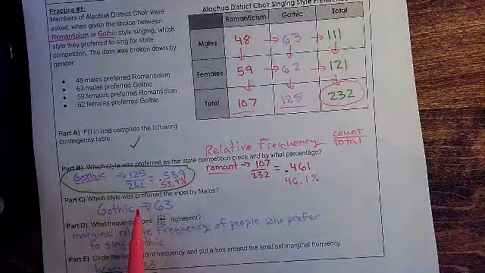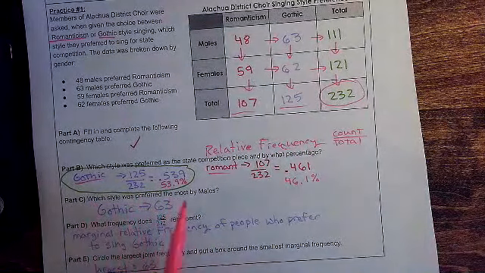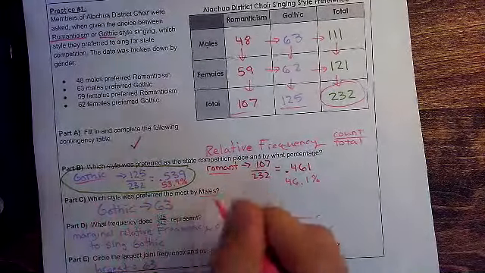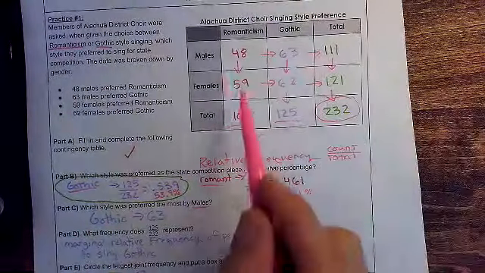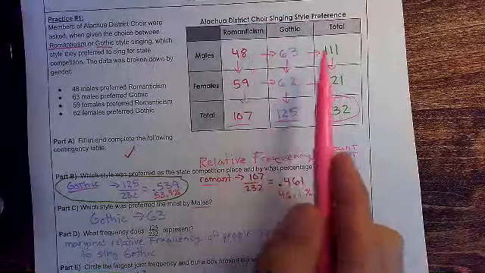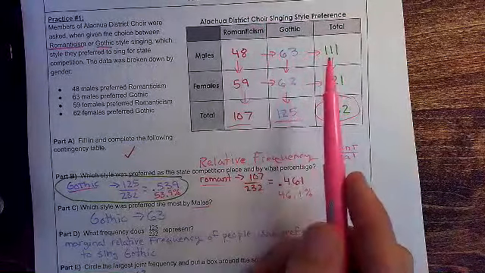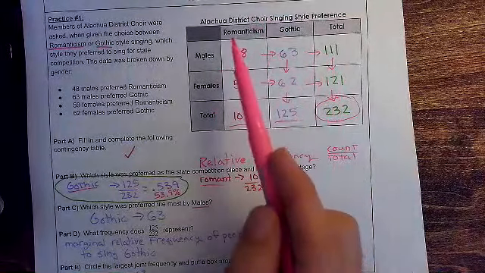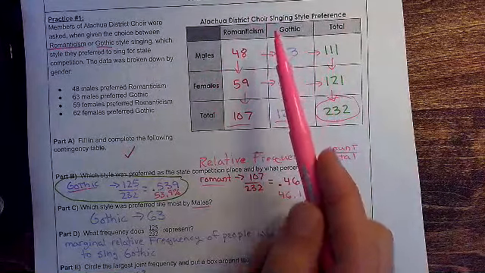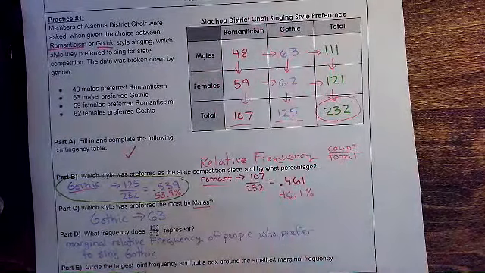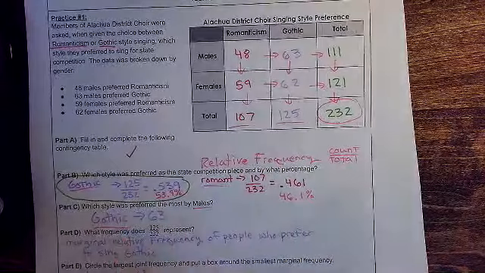Now, this one is getting a little bit more specific. Which style was preferred most by males? So we're only going to look at this row right here. All we have to do is look at the numbers. 48 preferred Romantic, 63 preferred Gothic. So which number is bigger? It's Gothic with 63.